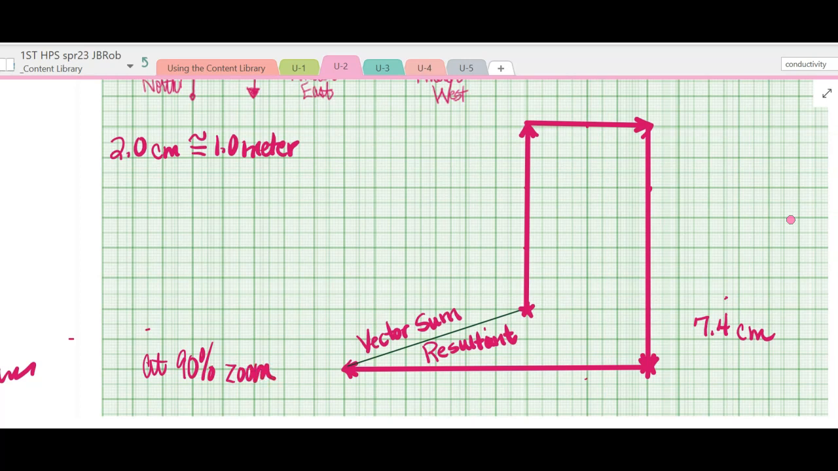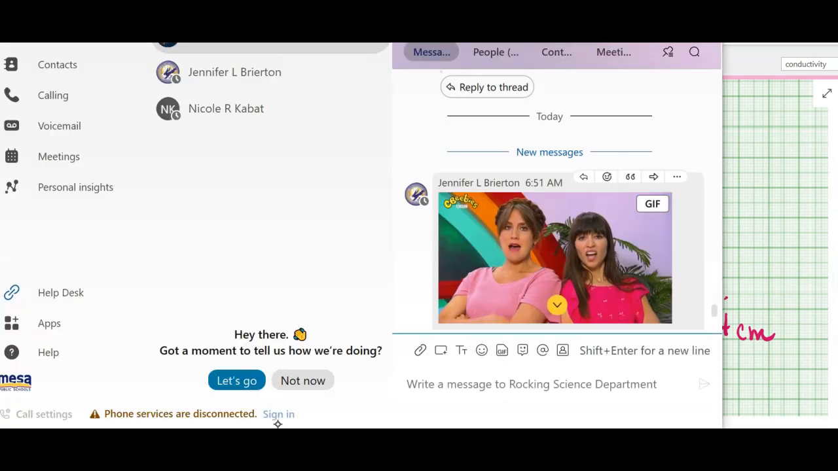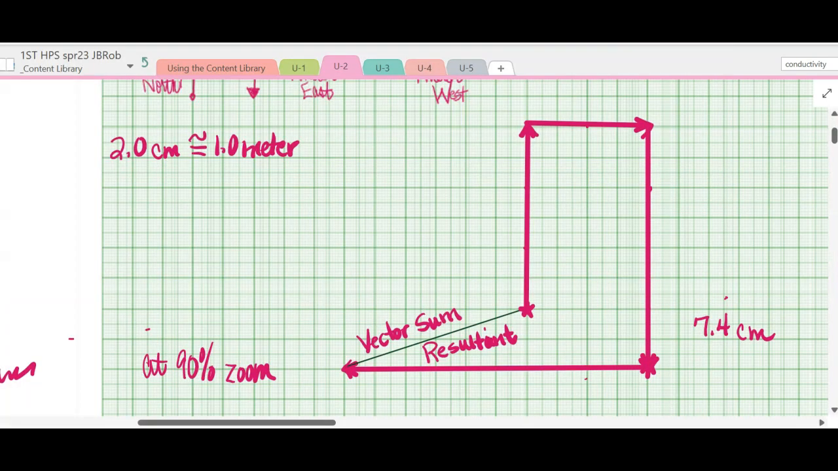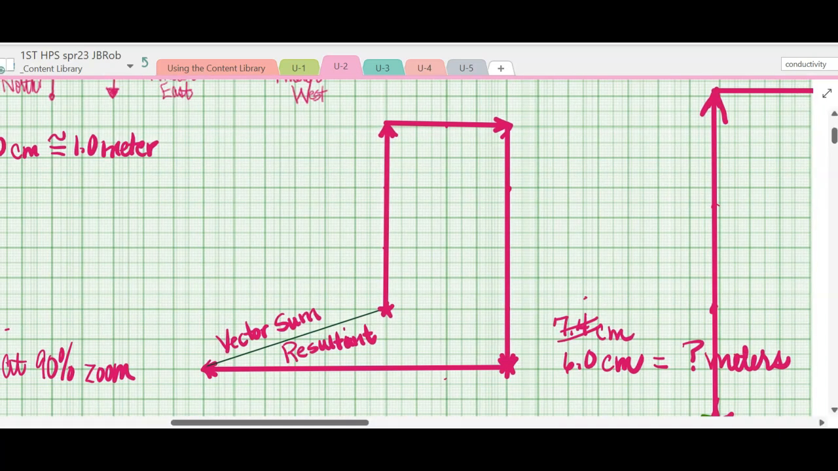All right, and now I can make this. That's 2 centimeters. So let me remeasure, because we seem to have changed the scale. So now we have 6.0 centimeters, instead of 7.4. All right, and that's going to be equivalent to some number of meters, right? Some number of meters. So we're just going to use the scale.